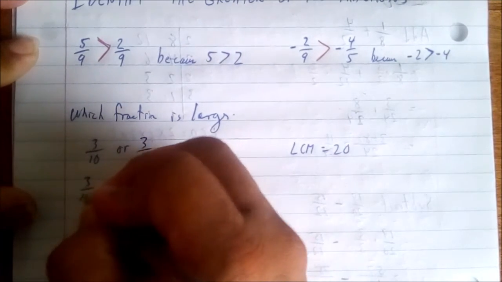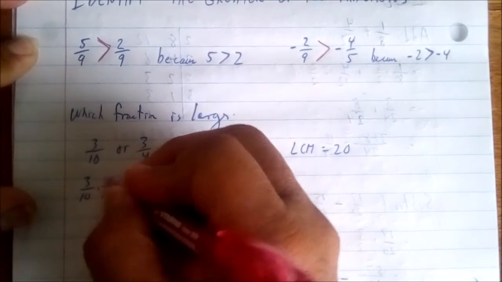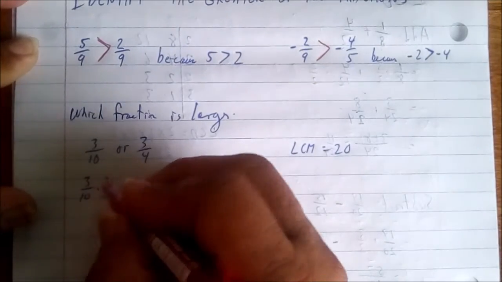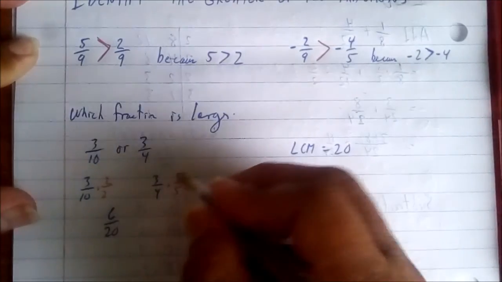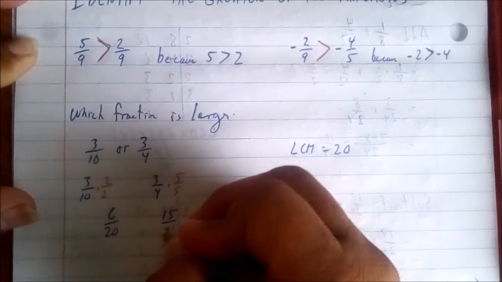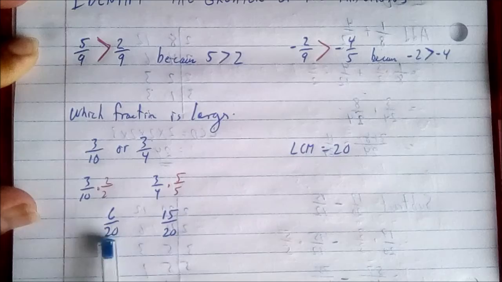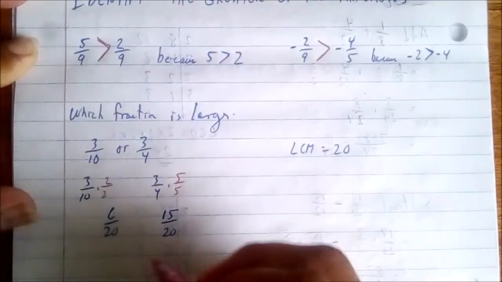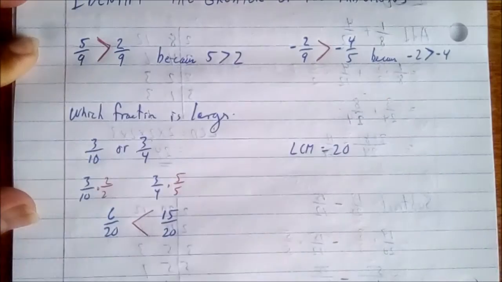So you have 3/10 and 3/4. 10 times 2 will give me 20. 4 times 5 will give me 20. This now gives me 3 times 2, which is 6/20. 3 times 5 will give me 15/20. Now we can go back and recall this concept here. They have like denominators, and the larger the numerator is what tells you who's larger. Therefore we can say that 15/20 is larger than 6/20. Okay, that's how we work out those ones there.